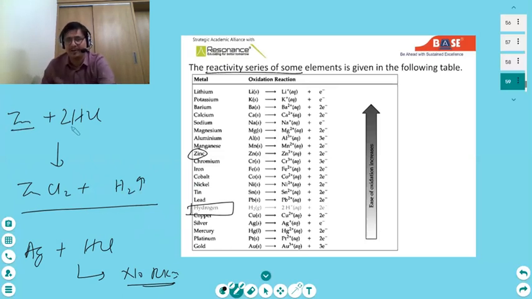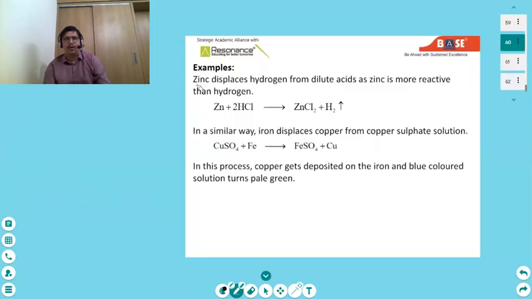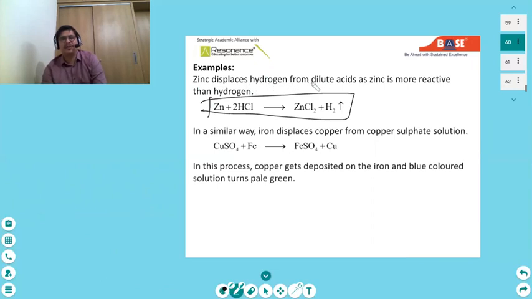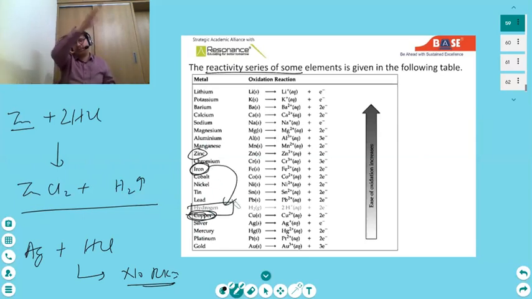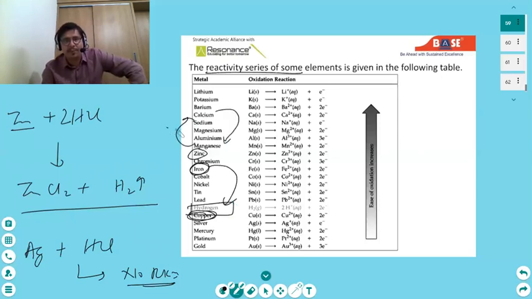Now metals also I will give. Just have some patience, let's see some reactions. I have already given you this, that zinc displaces hydrogen from dilute acid, as zinc is more reactive than hydrogen. How to know it is more reactive? It is above hydrogen in the reactivity series. In a similar way, copper sulfate and iron. Now you see here, copper is here and iron is here. Iron is above, so iron can easily replace copper. Anything which is above can replace copper. For example, calcium can replace magnesium, but magnesium cannot replace calcium. Okay, above can replace, below cannot replace above.